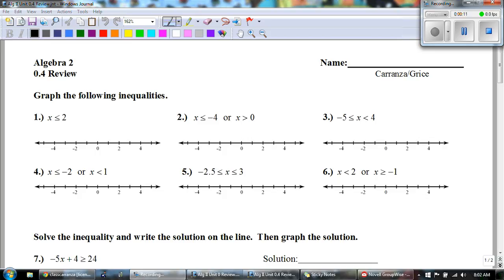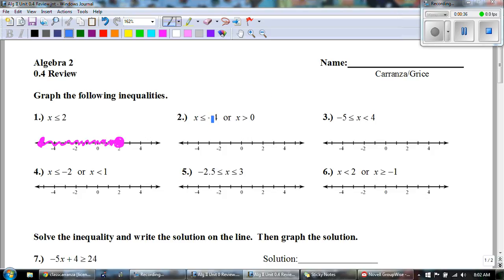It's asking us to graph the following inequalities. The first one is saying x is less than or equal to 2. So just remember, when it is less than, we shade to the left. And so we do a closed circle at 2, and we shade everything to the left.